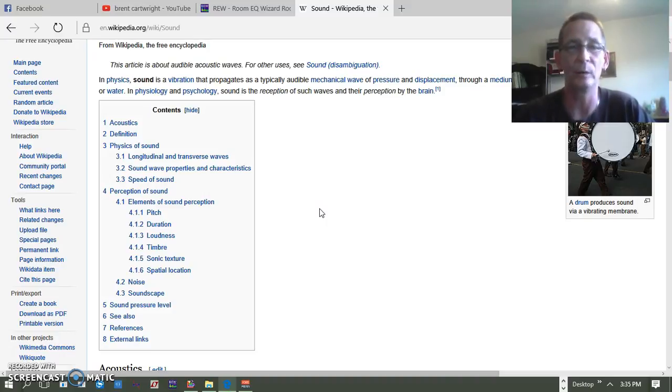Attack, decay, sustain, or release. Even a simple property like that, when you're dealing with a synthesizer, is a very huge part of acoustics, the science of sound.